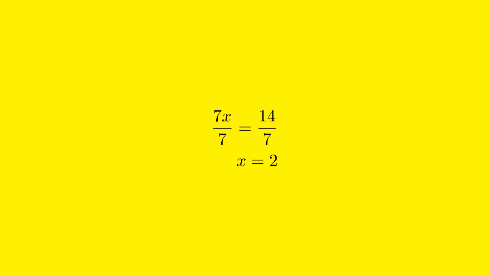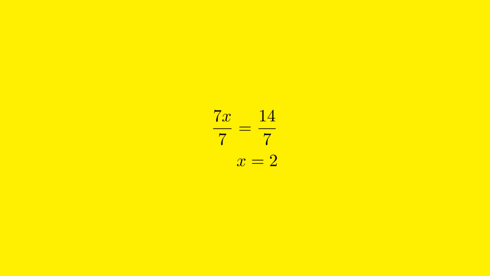Step 2. Now we have the equation 7x equals 14. Our next goal is to solve for the variable x. To do this, we need to isolate x by getting it alone on one side of the equation. Currently, 7 is being multiplied by x. We want to reverse this multiplication because the goal is to have x by itself. The inverse of multiplication is division. To undo the multiplication by 7, we will divide both sides of the equation by 7.